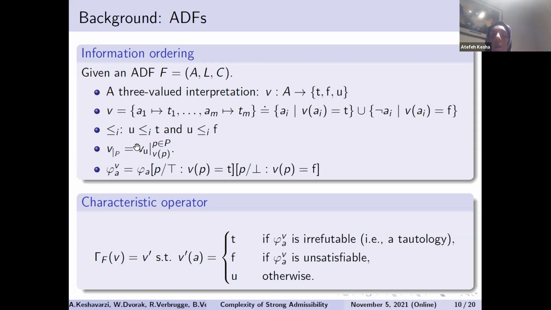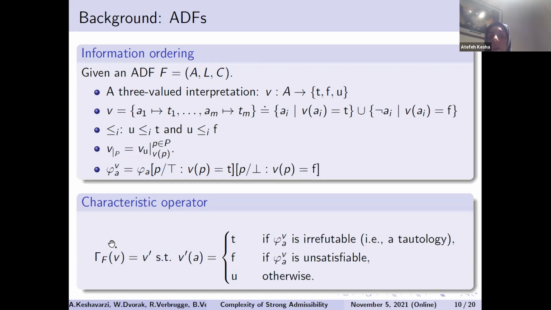Truth values can be ordered via information ordering. We use this notation to present that we keep the truth value of all arguments in set P as it is in V, and we assign all the other arguments to undecided. This is a partial evaluation of the acceptance condition of argument A under interpretation V, in which we replace the truth value of parents of A.